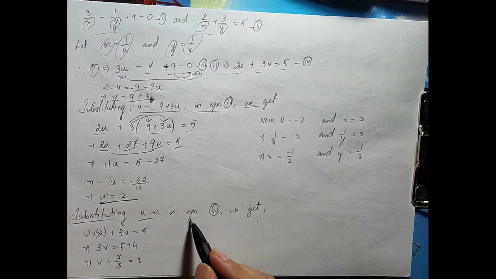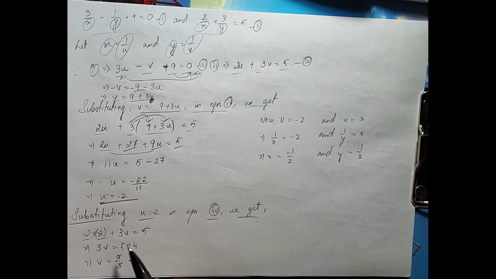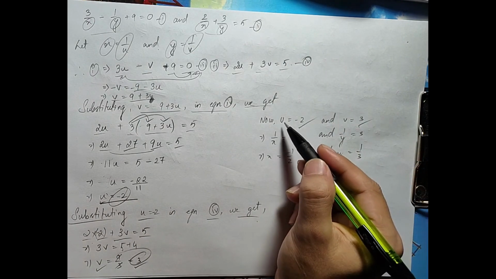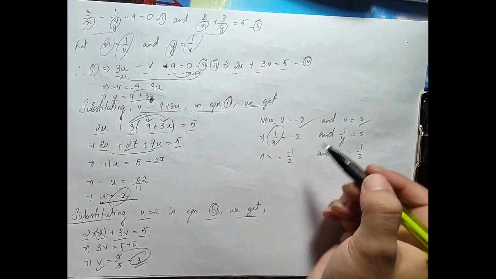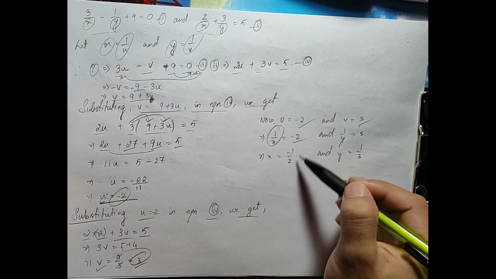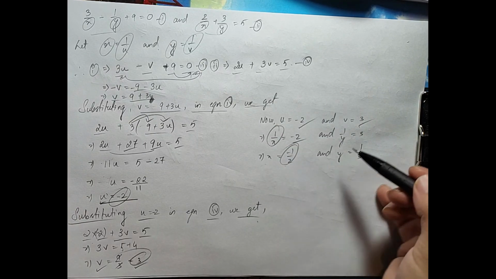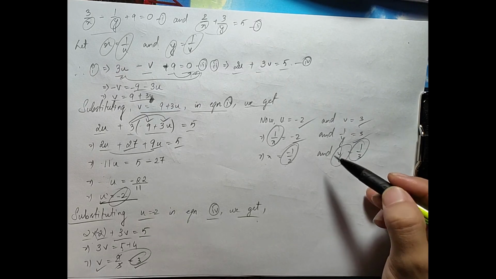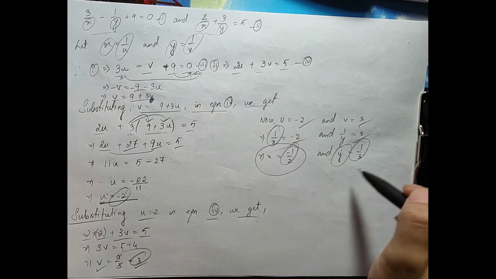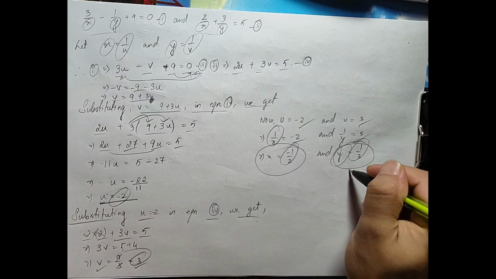Substituting u is equal to minus 2 in equation 4, we get 2 into minus 2 plus 3v is equal to 5. If you solve, you get v is equal to 3. Now u is equal to minus 2 and v is equal to 3. But u is equal to 1 by x, so 1 by x is equal to minus 2. If you flip, you get x is equal to minus 1 by 2. Similarly, 1 by y is equal to 3. If you flip, you get y is equal to 1 by 3. So we have x is equal to minus 1 by 2 and y is equal to 1 by 3.